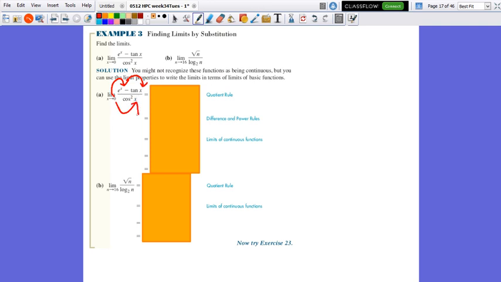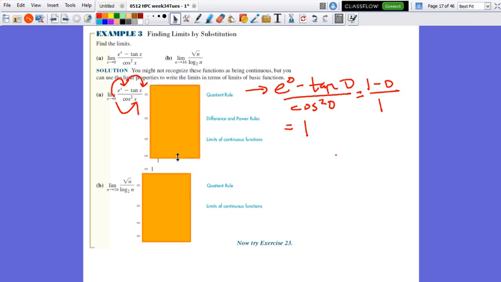This e to the power of 0, I'm going to write it over here. It's e to the power 0 minus tangent of 0 all over cosine squared of 0. The e to the power 0 becomes 1. This tan of 0 is 0. Cosine of 0 is 1. And this basically becomes 1 over 1, which is 1. Let's see if it matches here exactly. So this one matches that one.